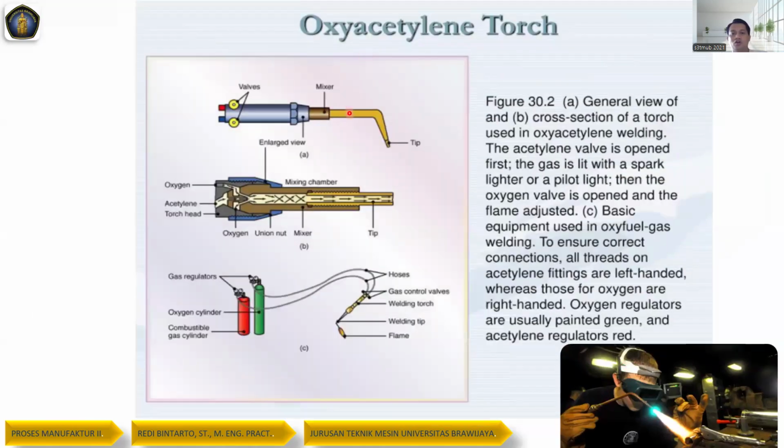And this is the torch used for this type of welding. You can see here that the oxygen and the acetylene gas mix, and then they form a flame here, and after that they can heat the metal.